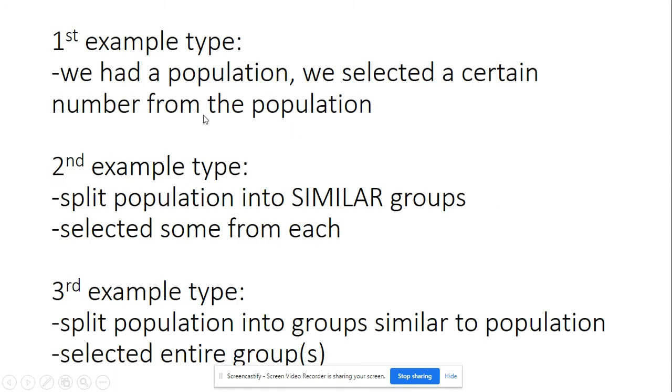All right, so my first example here, we just had a population. We selected a certain number from the population. We didn't really do much of anything there. My second example, we split the population into similar groups. So we did adults together, we did children together, and then we selected some from each of the similar groups. And then my third example, I split up the population into similar groups and then selected entire groups.